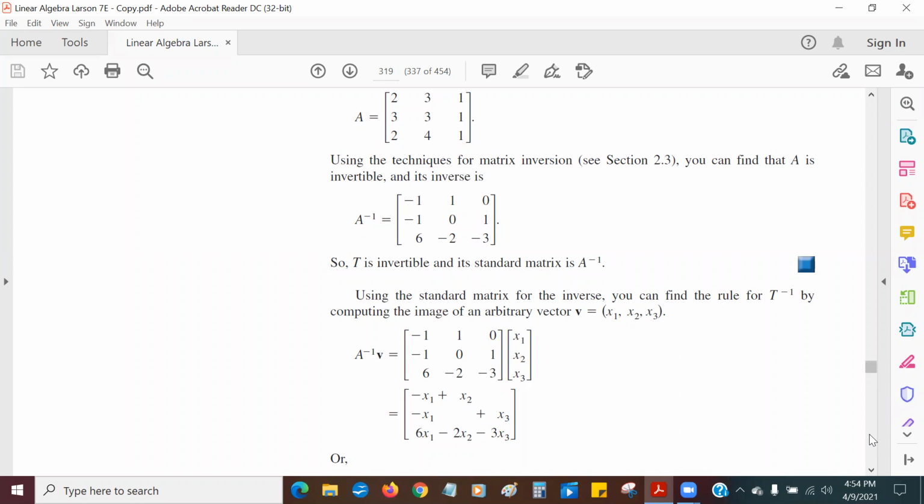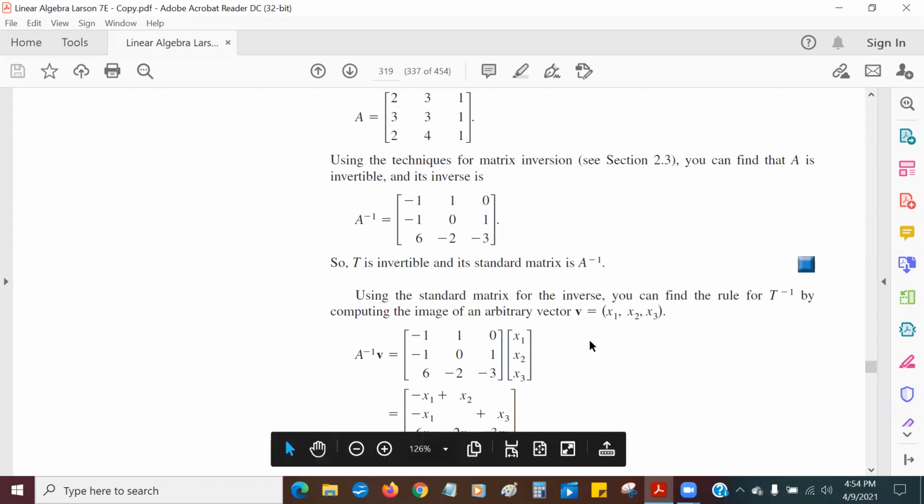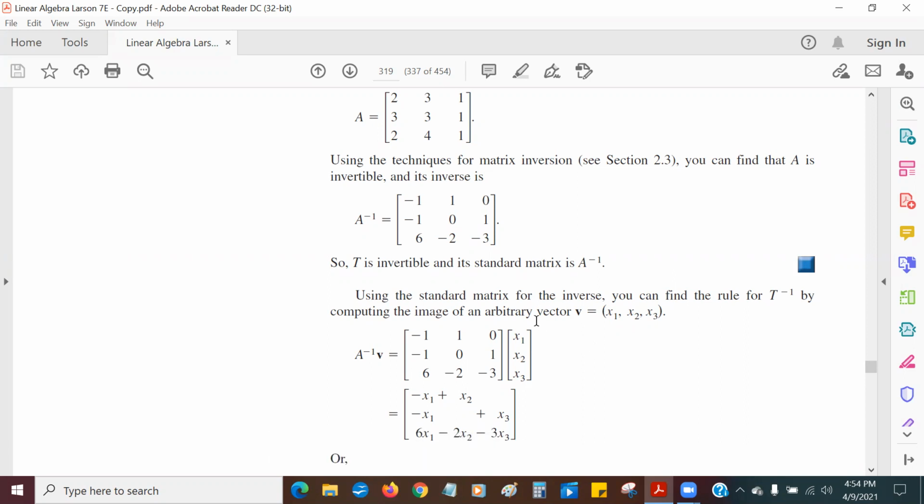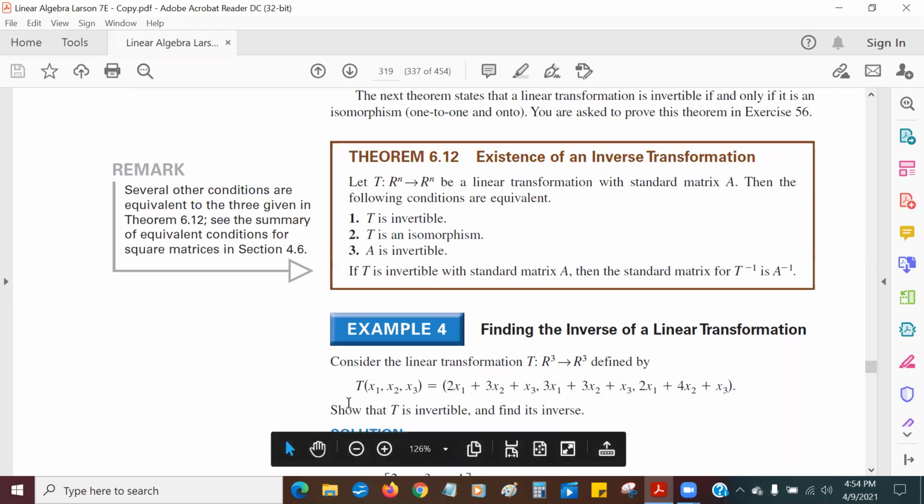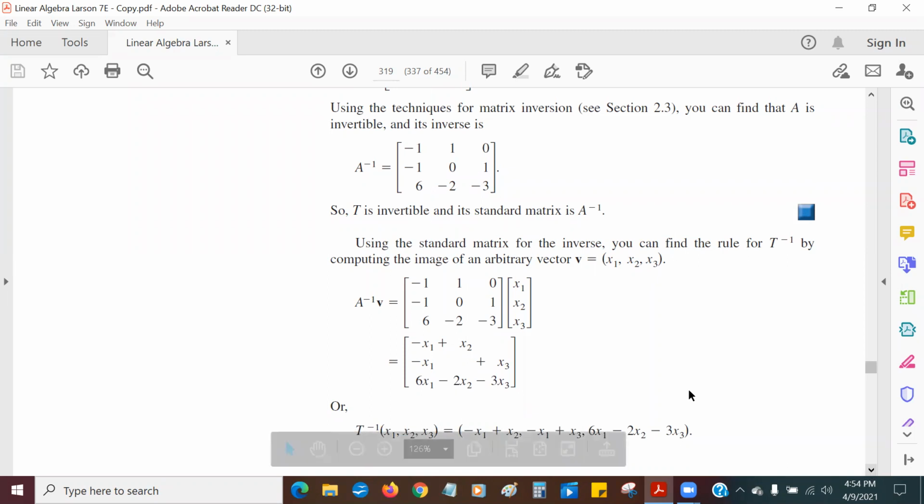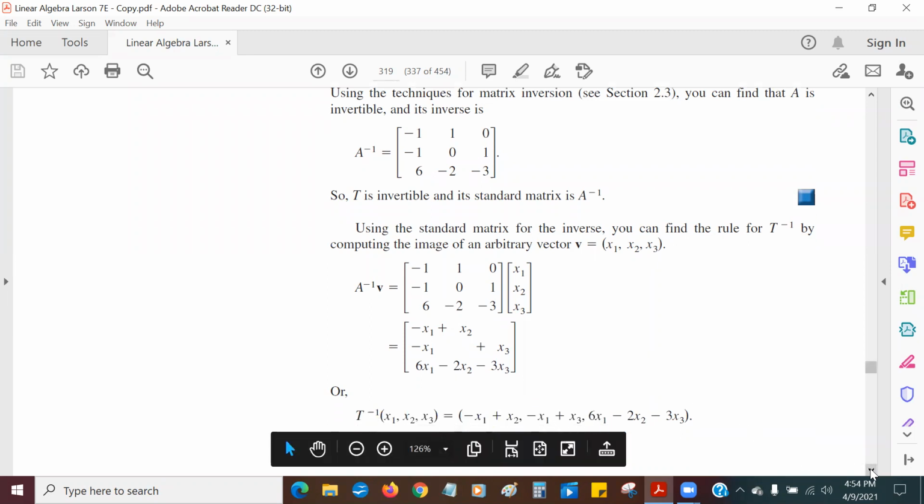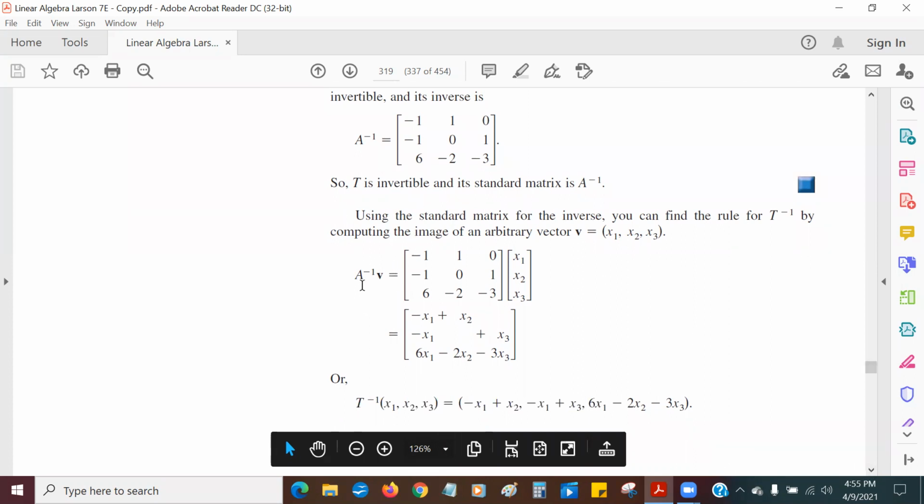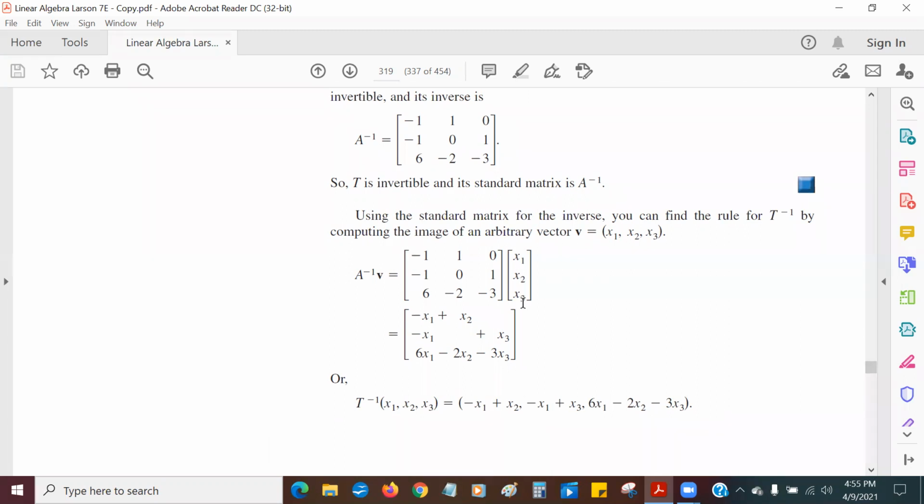I just want to mention one last thing before we move on. Using the standard matrix for the inverse, now that we have the matrix, we could find the rule for T inverse. In other words, we started by writing T in this format, and then we changed it to a matrix format. But once we have the matrix, I can also move it back to this format. One way to do that is to do a matrix multiplication. Take A inverse, multiply it by a random vector x1, x2, x3. This is what you get, right here.